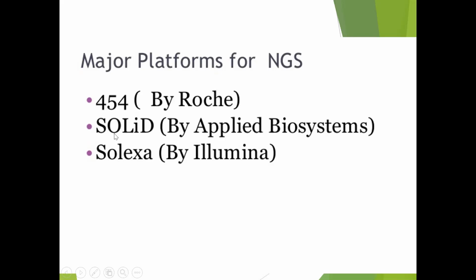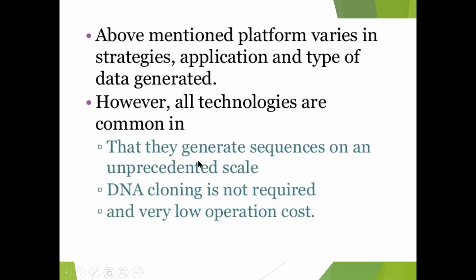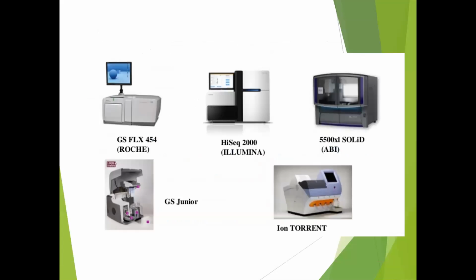There are few examples of major platforms for this next generation sequencing. 454 from the company Roche, Solid by Applied Biosystems, Solexa by Illumina. These are the major platforms available for next generation sequencing. All these platforms vary in their principle, application and type of the data generated. But all these technologies have very common features: they generate sequence at a very high scale and very rapid speed, low cost, and DNA cloning is not required. So these are the advantages in common for all next generation sequencing platforms that are available.